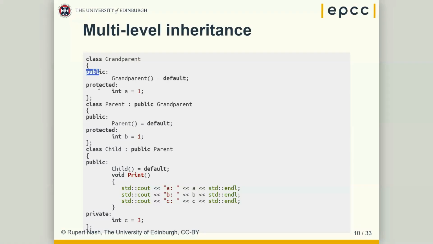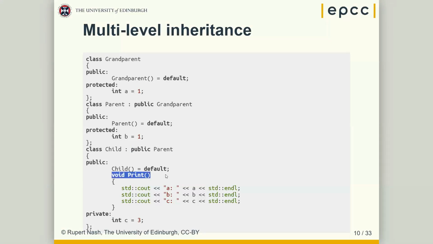It has a public constructor, which is just default, and it has a protected integer A. I can then have a parent, which is inheriting from the grandparent. It has a default constructor that's public, and it has a protected integer B. The inheritance is public. I then have a child, which inherits from parent. The inheritance is public, and it has an integer that is private, C3.